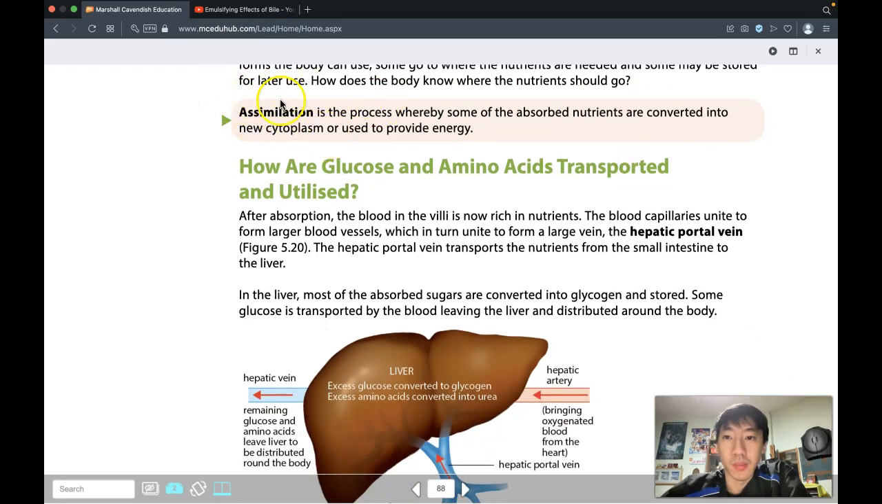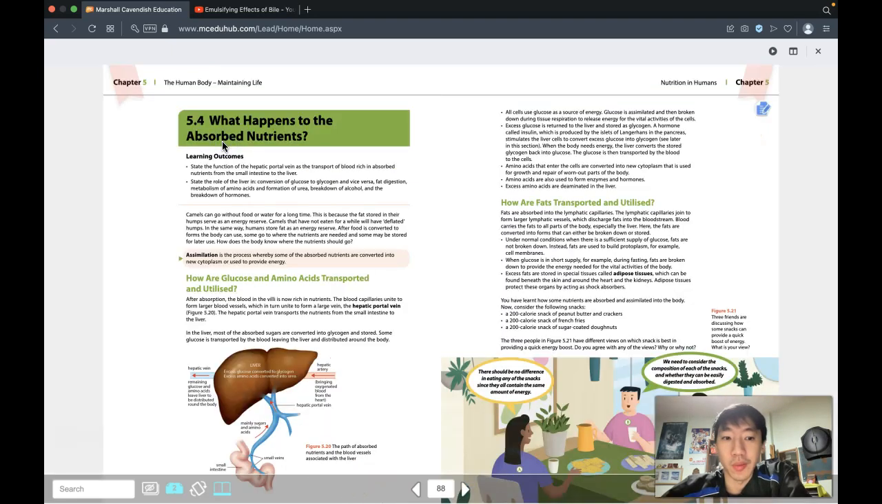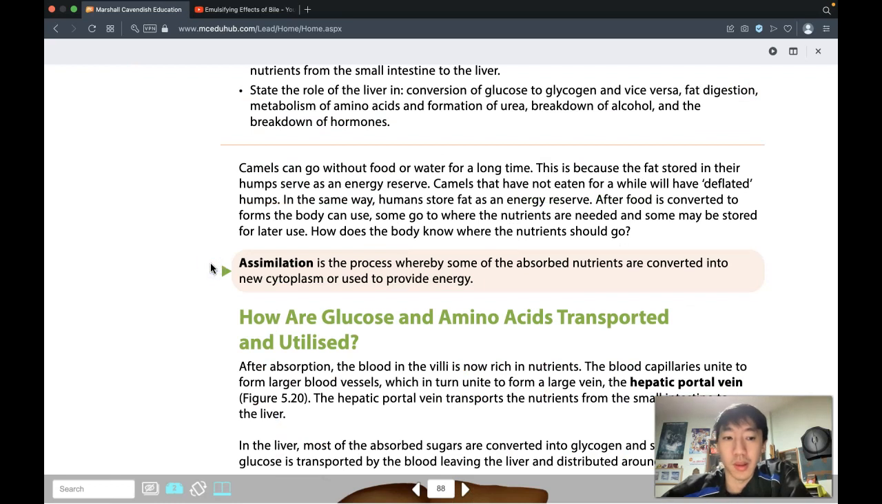Okay, so this is part of the process of nutrition. Right, do you still remember the 5 different nutrition processes? Right, when you eat, it's called ingestion. Then the food is digested. Then the food is absorbed in the small intestine. And then now we have the 4th step. The food is assimilated into our body. Okay, what does assimilation mean? Assimilation is the process whereby some of the absorbed nutrients are converted into new cytoplasm or used to provide energy. That means that basically we are using the absorbed nutrients in our body.